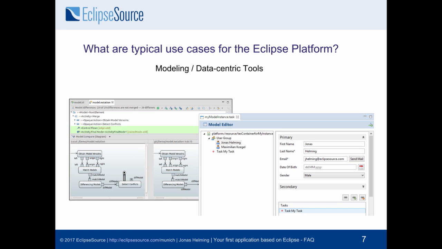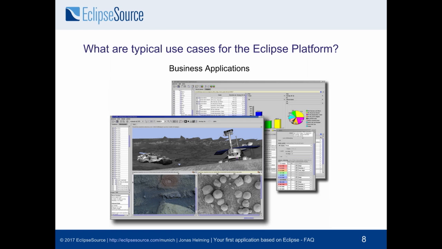ERP systems are another part of this. So there are a lot of ERP systems based on Eclipse. I would say currently the most active area are engineering companies who produce some devices and they need to configure those devices in an application. And then finally, business applications. So things like ERP system or analyze software.